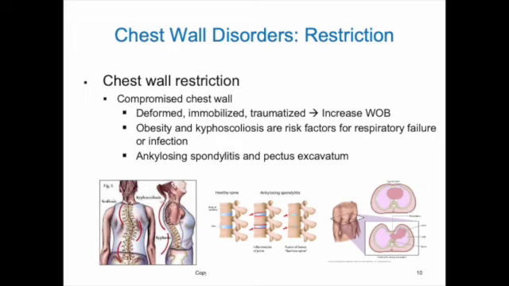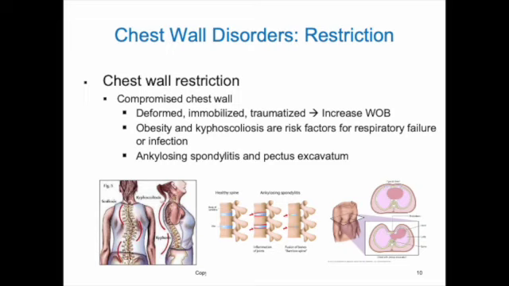Individuals that have severe kyphoscoliosis, which you can see, which is a curvature of the spine here on this diagram, are going to have dyspnea on exertion that can actually progress to respiratory failure. There is a bending and a rotation of that spinal column, which distorts the thoracic cage area.